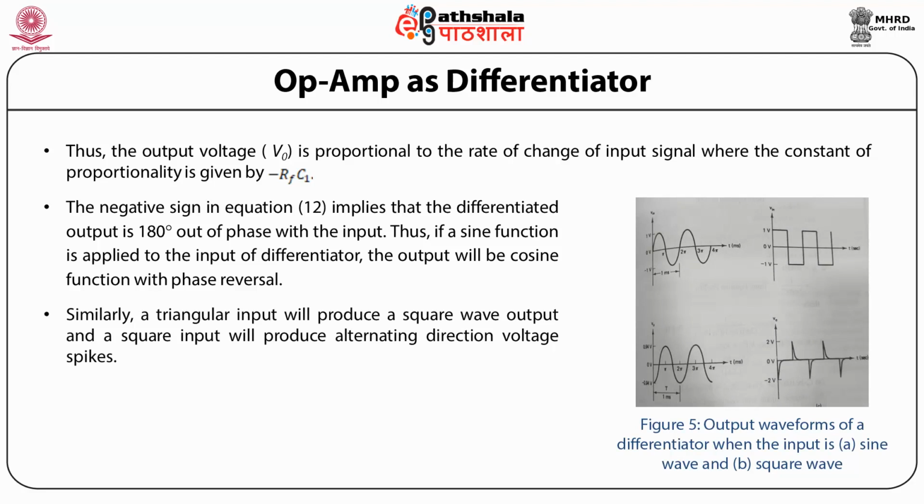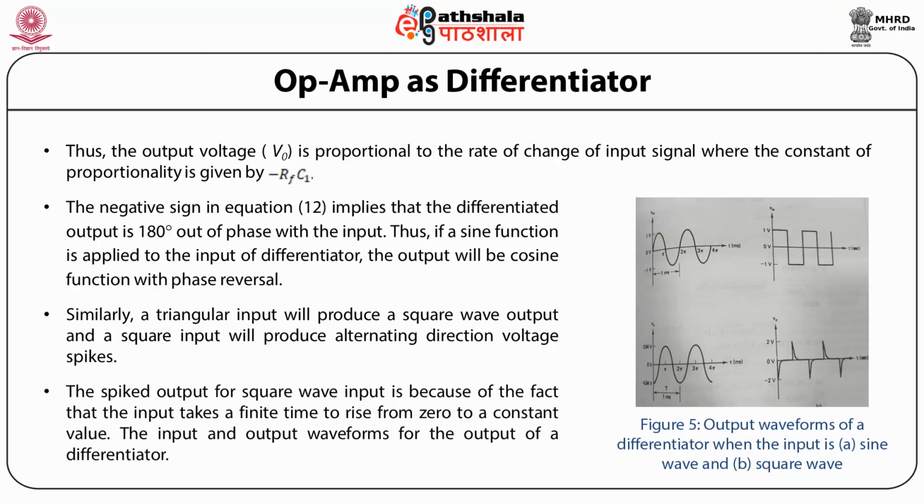Similarly, a triangular input will produce a square wave output, and a square input will produce alternating direction voltage spikes, as shown in the figure below. The spiked output for square wave input is because of the fact that the input takes a finite time to rise from 0 to a constant value. Therefore, the output is in the form of a spike.